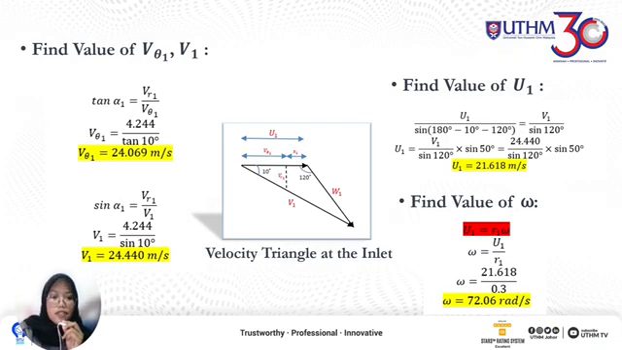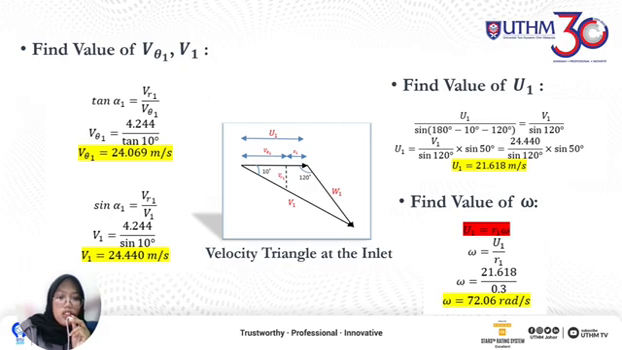Next, the values of V theta 1 and V1 can be obtained by referring to the velocity triangle at the inlet. So V theta 1 is equal to 24.096 meter per second and V1 is equal to 24.440 meter per second. The value of U1, blade speed at the inlet, can be obtained by using the sine rule, which is U1 divided by sine (180 minus 10 minus 120 degree) is equal to V1 divided by sine 120 degree.